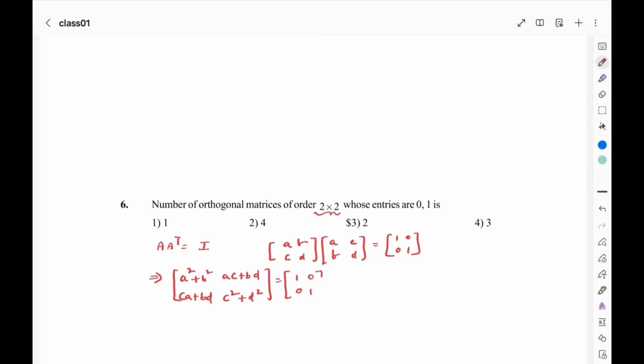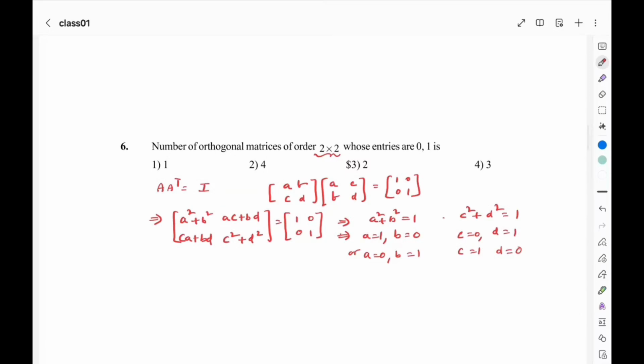Entries are 1, 0, 0, 1, and the other 0. Comparing elements in the same places, the possibility for the sum of squares to be 1 is: A is 1, B 0, or A 0, B 1. Here, C 0, D 1, or C 1, D 0. This is the possibility.